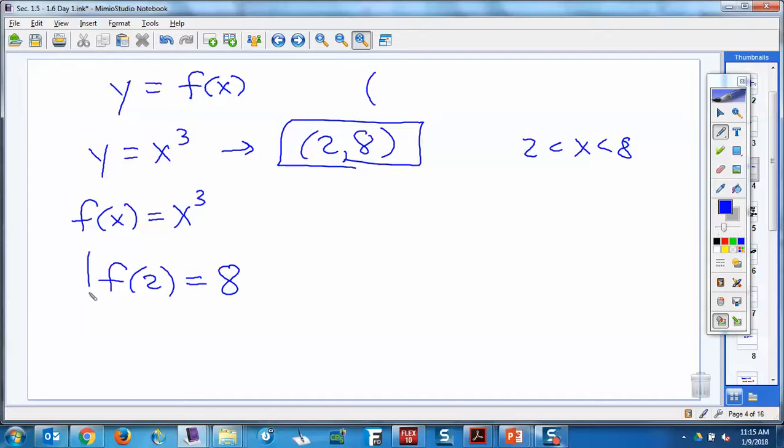So a lot of times in calculus, if we want to talk about a point on a graph, if it's a function, we just do that. And that's the same thing, right? This is giving you a point on the graph. 2 is the input, 8 is the output. 2 is the x, 8 is the y, right? So just understand that notationally what's going on.